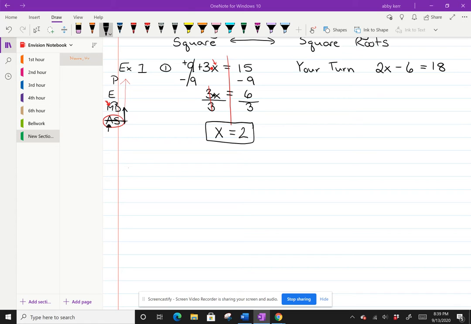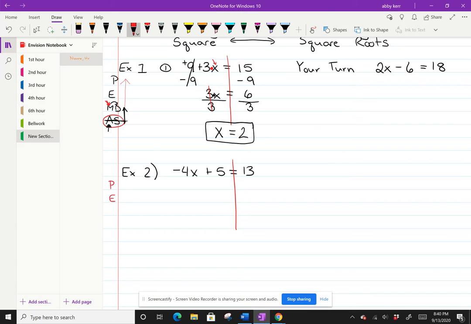All right, example 2. So you should have just finished your turn. Now, if you did, example 2 is negative 4x plus 5 equals 13. So once again, I'm going to draw that vertical line down the equal sign, because that separates the left side from the right side for me. It kind of organizes my thoughts.